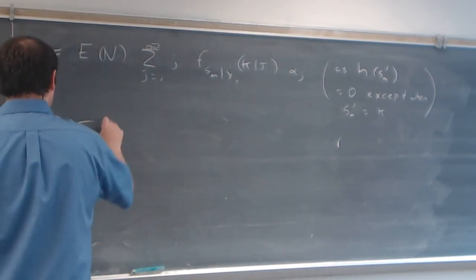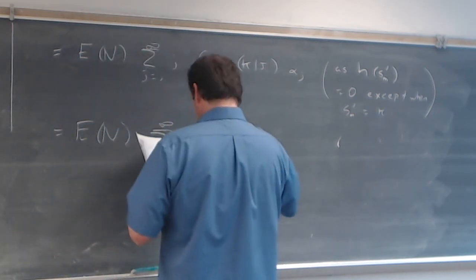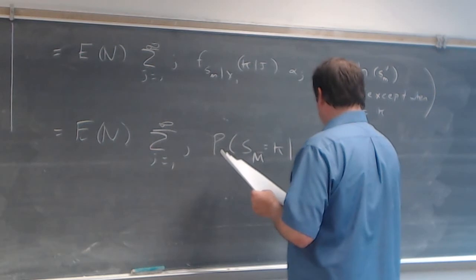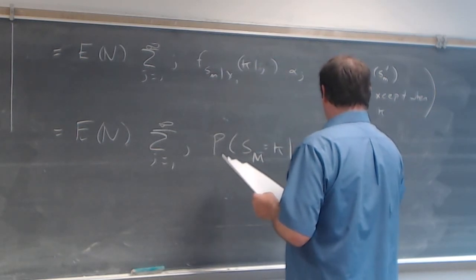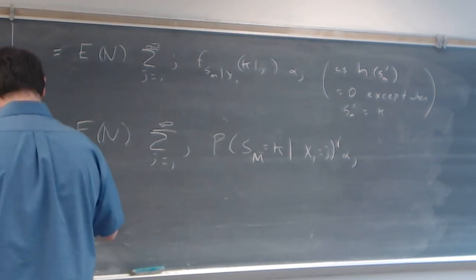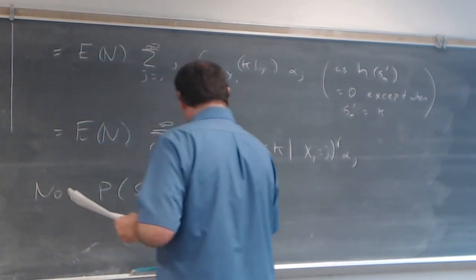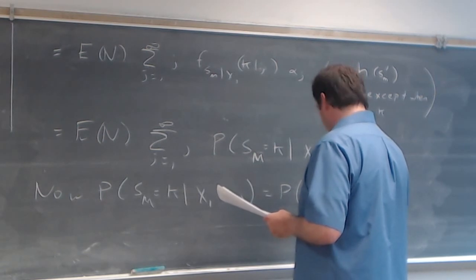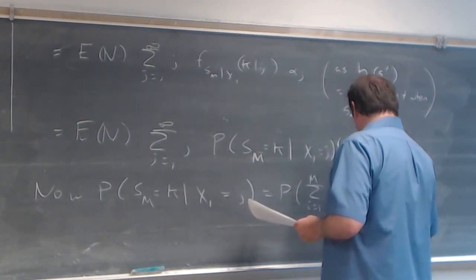Okay, that's equal to the expected value of N times the sum as j runs from 1 to infinity of j, and this is the probability that S of M, this will be M here, equals k, given X of 1 equals j, times alpha sub j. Now we want to compute this conditional probability. We'll concentrate on it. The probability that S sub big M equals k, given X of 1 equals j, is the probability of the sum as i runs from 1 to big M of X sub i equals k, given that X sub 1 equals j.